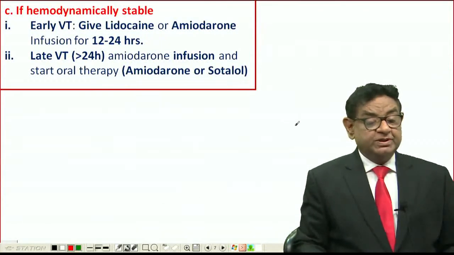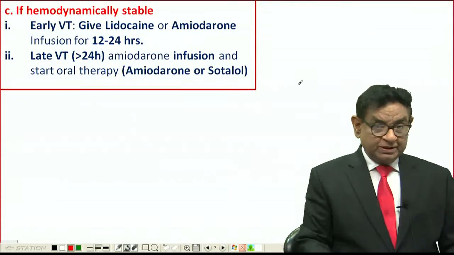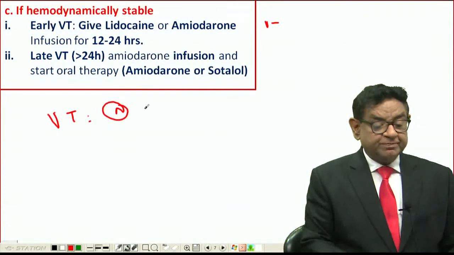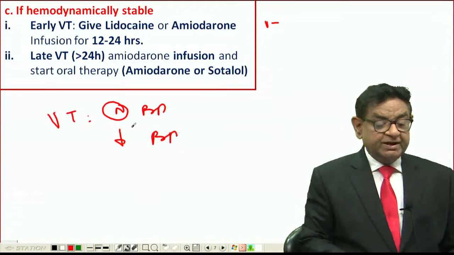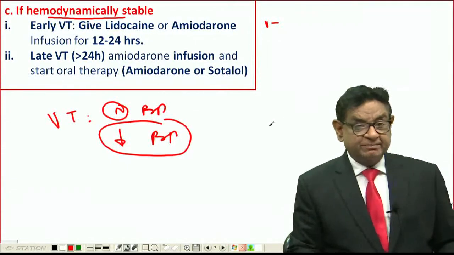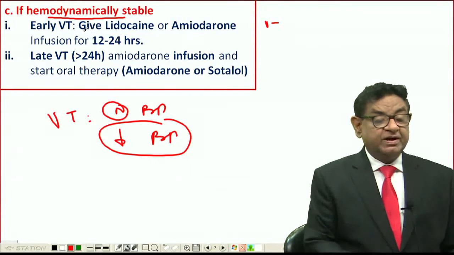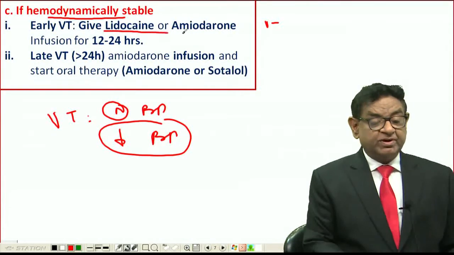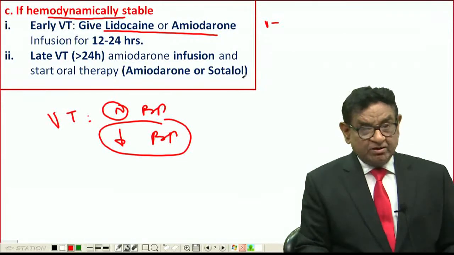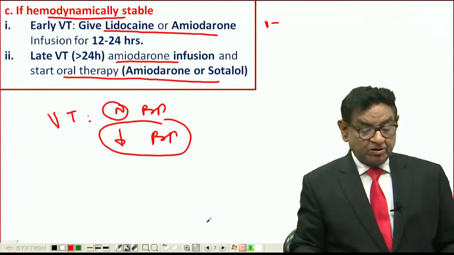Now, we got one patient who is having ventricular tachycardia. If the patient is hemodynamically stable, one more point you must note down. In ventricular tachycardia, the patient may have normal BP or the patient may have low BP. If he has normal BP, we typically call it hemodynamically stable, and if the BP is low, we say the patient is hemodynamically compromised. So if he is stable, in early VT, that is when the patient comes within 24 hours, we can give infusion of lidocaine or amiodarone. But if the patient comes after 24 hours or has late onset ventricular tachycardia, then we can give amiodarone infusion, and we also start oral therapy with amiodarone or sotalol.